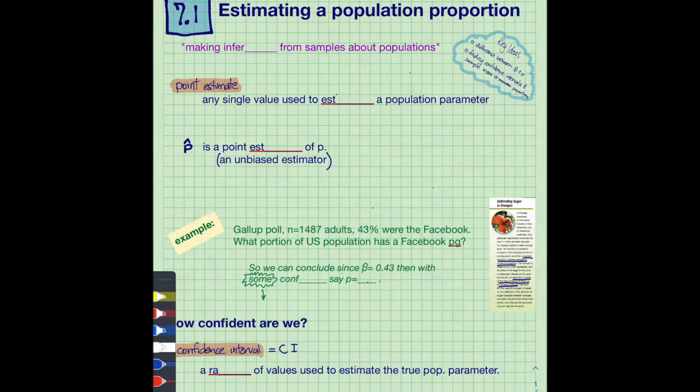All right, here we go, kids. Lesson 7.1. We're estimating a population proportion. So in chapter 7, we're doing a lot of this estimating.